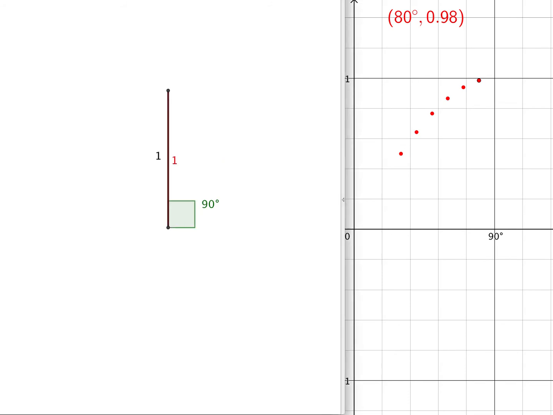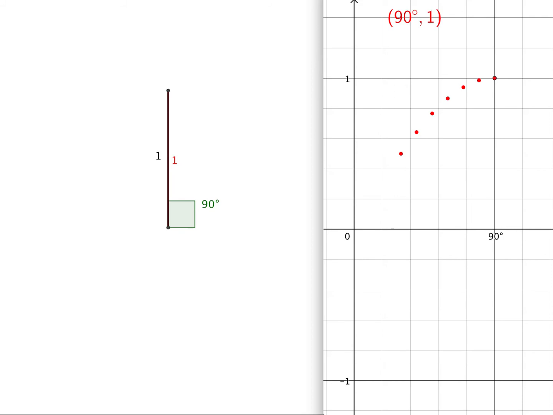When you get to 90, the triangle disappears. The ratio is hypotenuse is 1, opposite is 1, so opposite 1 over hypotenuse 1 is 1. You can't get any higher than that. The graph's at its peak. Sine 90 is 1 and the graph can't go any higher.